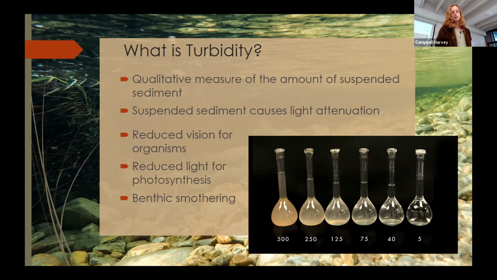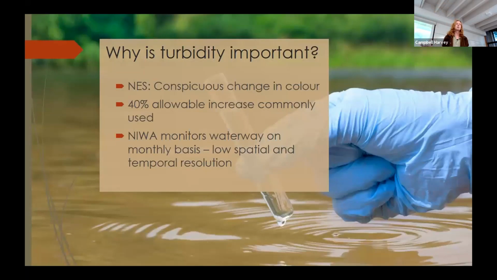So why is turbidity important? Within the NES, we're not allowed to have a conspicuous change in colour from forestry operations, and a more qualitative measure that's sometimes used is about a 40% allowable increase in turbidity. But we're not really too worried about the actual rules within the report. It's just to show that we care about it enough to regulate it. So in terms of current monitoring, NIWA monitors about 95 different waterways across New Zealand, and this is on a monthly basis. So they're developing this really low spatial resolution and low temporal resolution compared to what we could do with satellite turbidity. So why would we be interested in doing it with satellites?